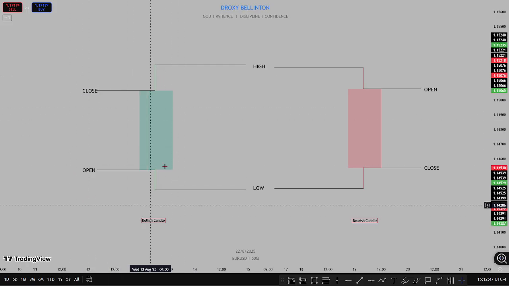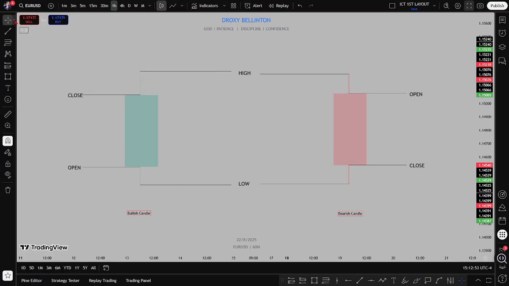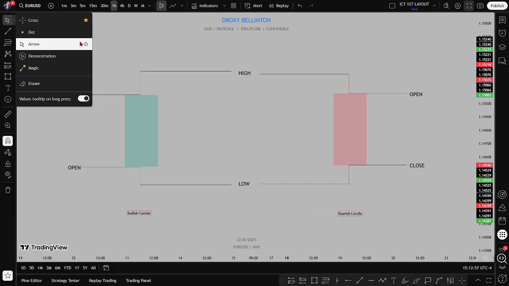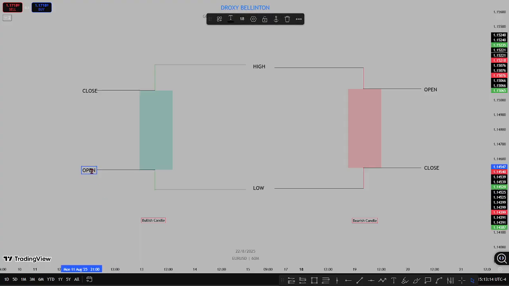So for a bullish candle, okay, so for a bullish candle, we have the open, the low, then it comes to the high, then the close. So this is how a bullish candle looks like. It's kind of something like this.